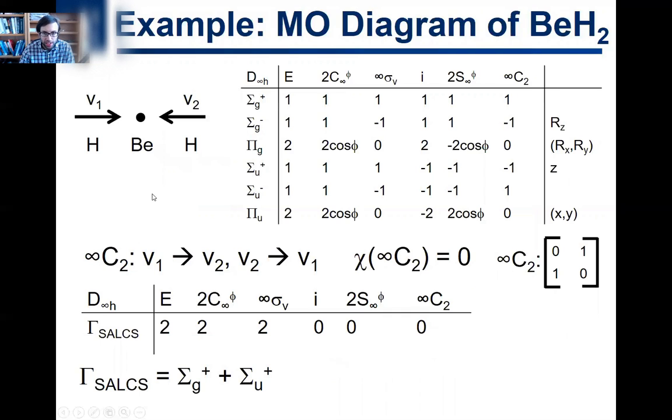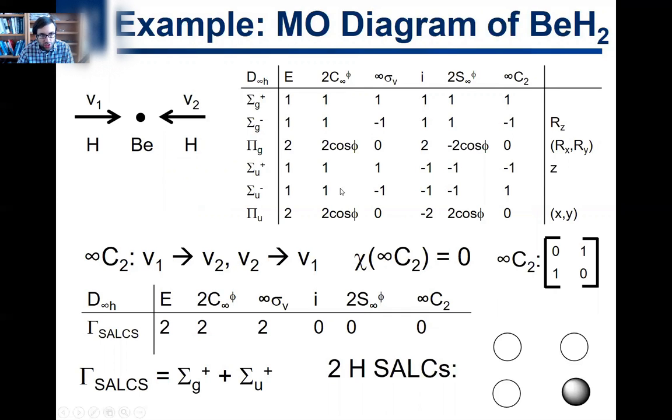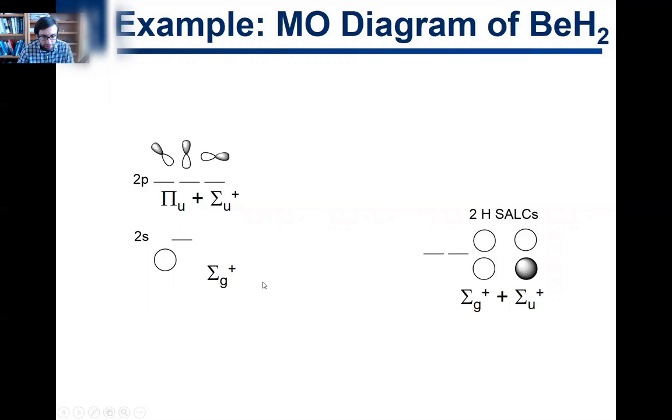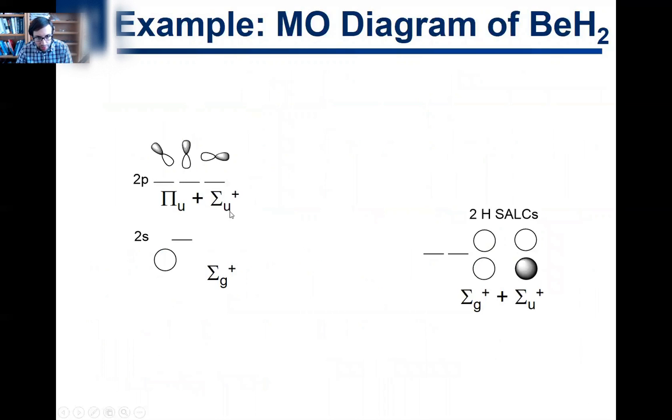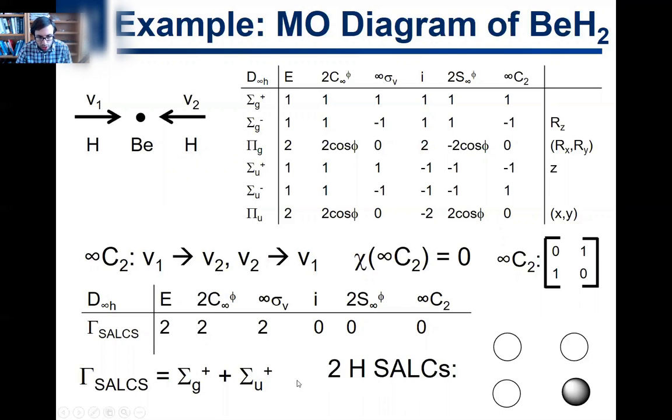Well, that comes from the character table, right? Remember that s orbitals always are spheres, so they transform totally symmetrically. So that's going to be sigma g plus. That's why we have sigma g plus here. And then the px, py, pz orbitals are going to transform as the x, y, z vectors. So you can see here in this point group that px and py are going to transform together as pi u, and the pz is going to transform as sigma u plus. So that's why we have pi u plus sigma u plus there. Now we have our hydrogen SALC symmetry, sigma g plus and sigma u plus. Again, that came from all the work we did down here.